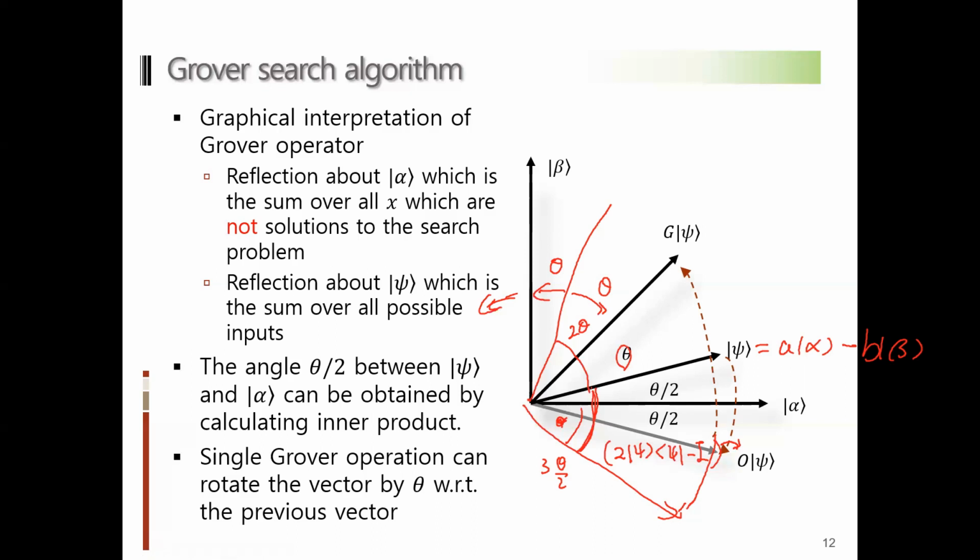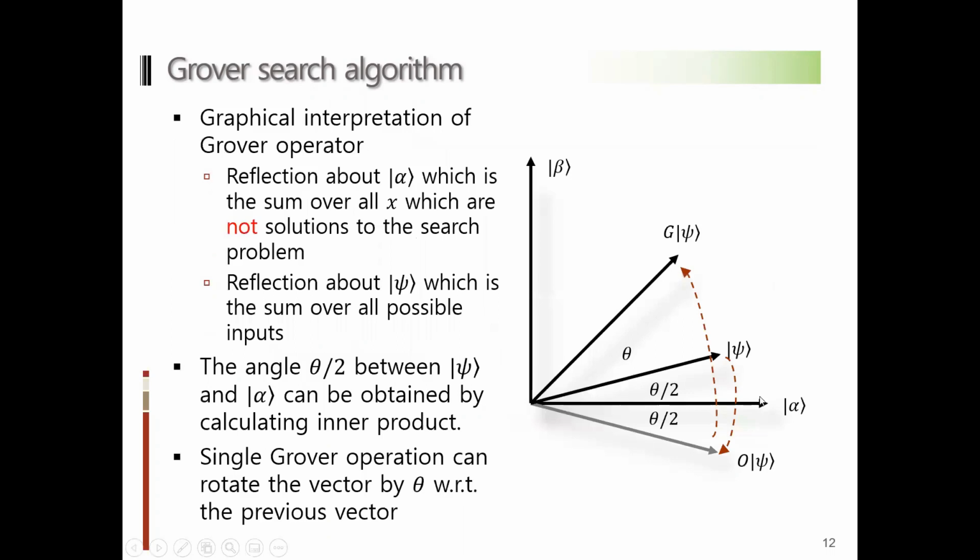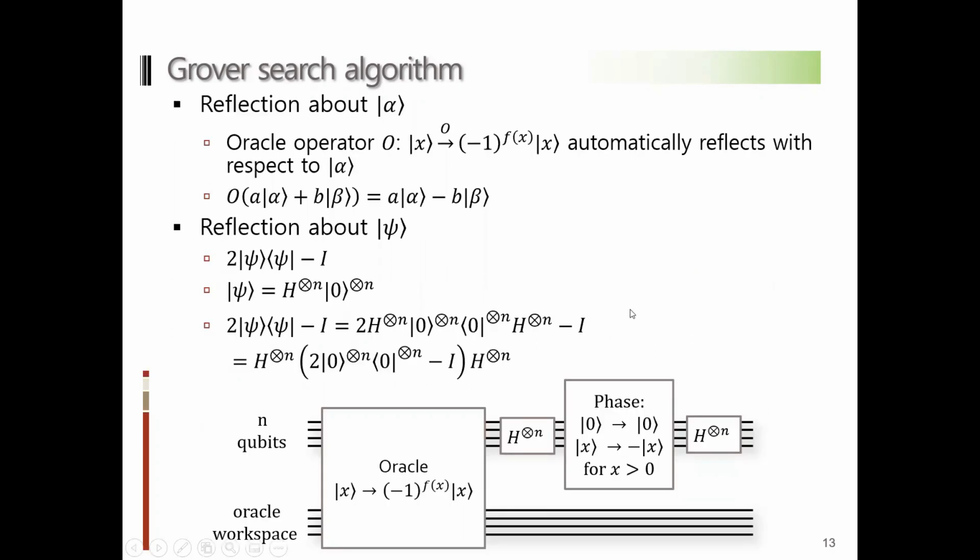And such a procedure can be expressed mathematically. In the previous picture, what we wanted to do first is the reflection with respect to the alpha vector. So what we should do is, if our current vector can be expanded in this form, then all we have to do is change the sign of this one. And how can we select only the vector v and apply the minus sign here? Well, the solution is already embedded in the oracle operator.